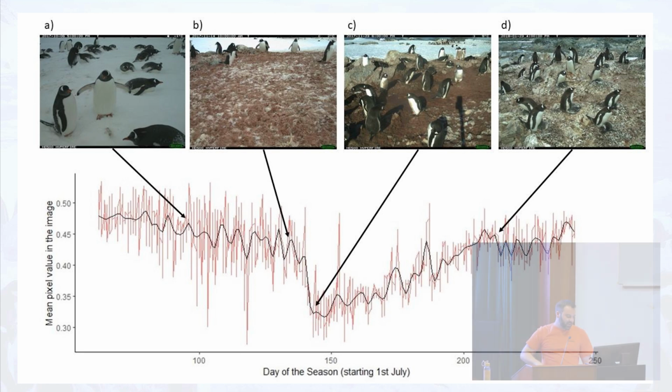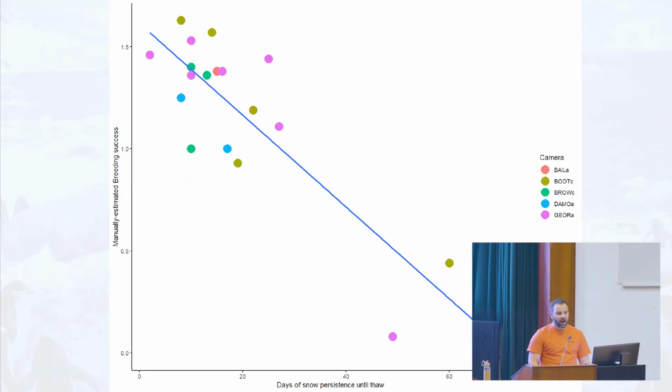So I checked that thaw date, and I checked how many days there are per season from when the penguins settle in the colony until that thaw date, and I related that to breeding success. And as you can expect after seeing the previous images, that is really bad, but what I was very surprised about is that it already affects them at very, very short periods without the thaw date.